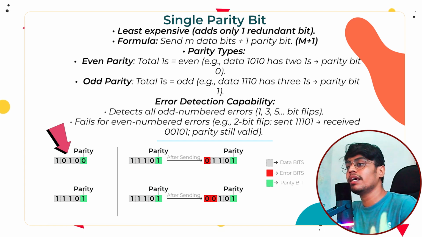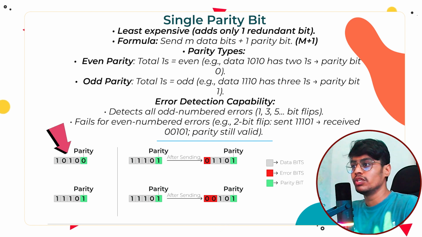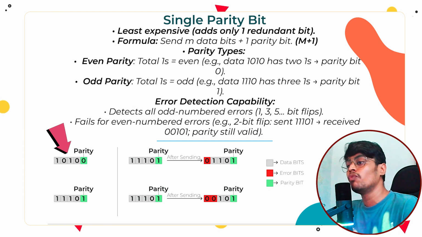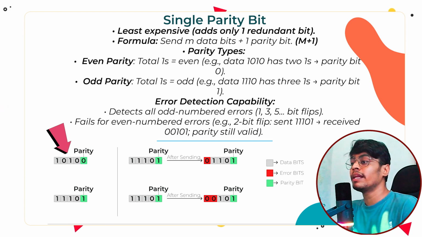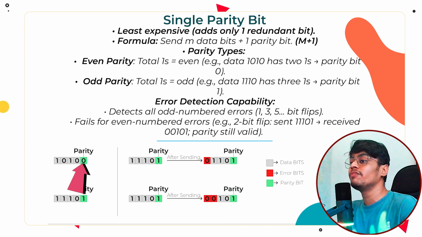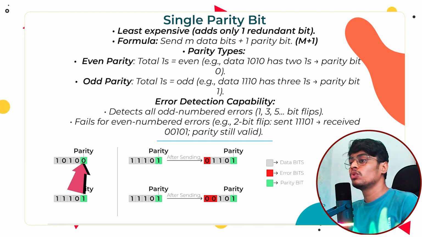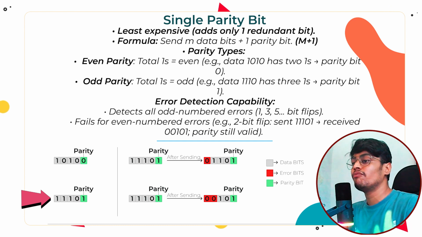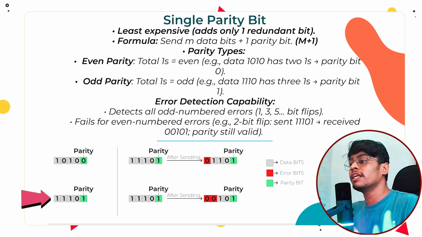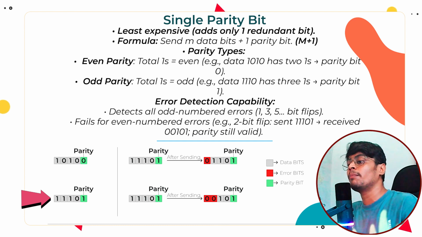Let's say I send data 1010. Then you count the number of ones. How many ones? 2. Then in even parity, which bit will we add? 0. The reason is that the number of ones is already even, so the redundant bit, the one extra bit you are sending, its value will be 0. If you are sending data, let's say 1110, then count the number of ones.